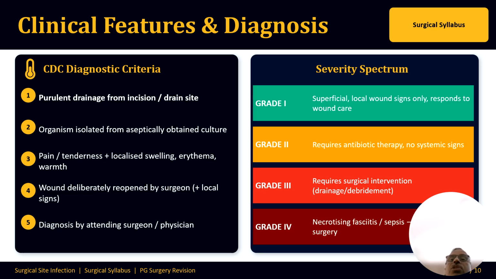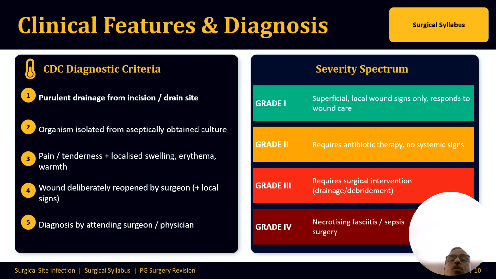Superficial local wound signs only, and such patients respond to wound care. Grade 2 requires antibiotic therapy, systemic antibiotic therapy, but there are no systemic signs here. Grade 3 SSI requires some sort of surgical intervention, like a drainage of the wound or debridement of the surgical wound.